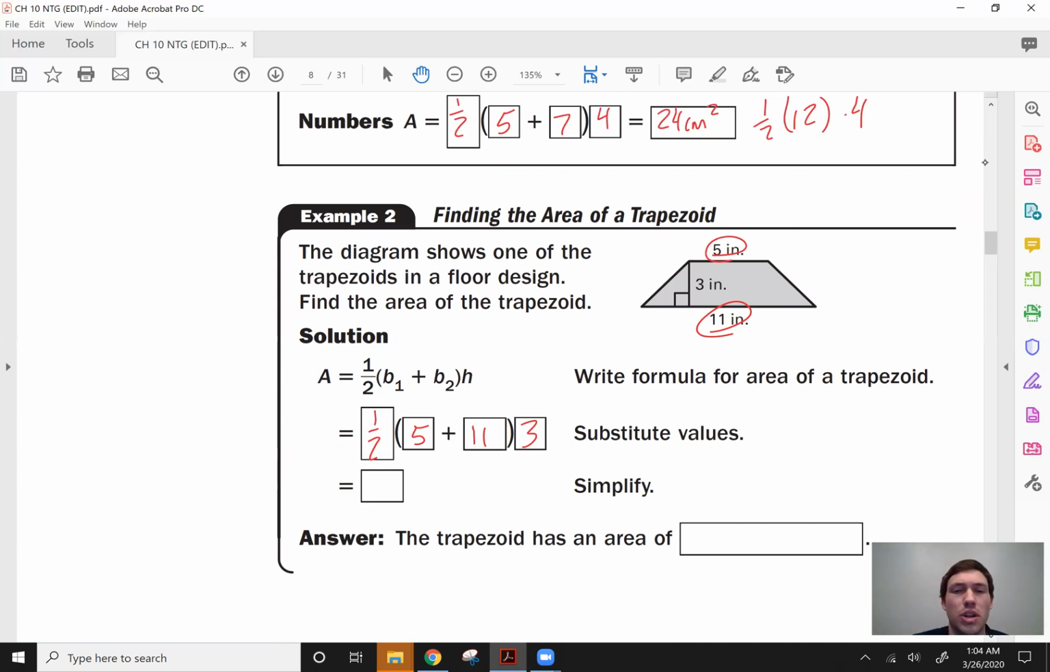So do what's in parentheses first. 5 plus 11, 16. Half of 16 is 8. 8 times 3 is 24. So the trapezoid has an area of 24 square inches.